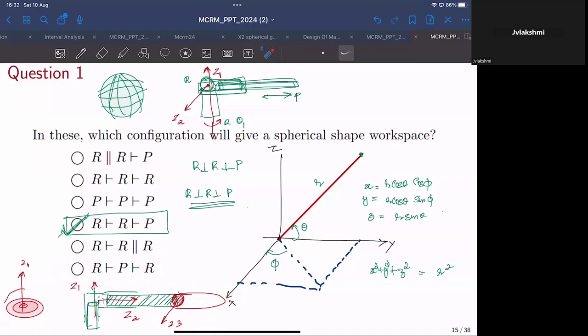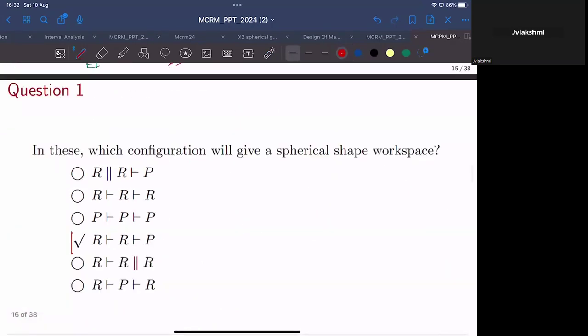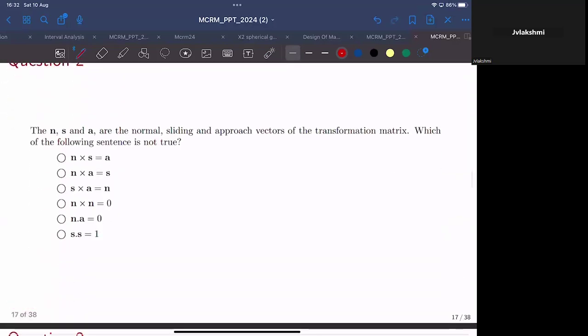That means most of the time, the prismatic joint, P, should be at the end. P would be mostly at the end actually. There could be some other configurations with which you can realize the spherical motion, but in this case, it is clearly not a spherical workspace. It's something different, right? It's not a spherical workspace in this specific example. So I hope we can move on to the next question. The correct answer, if you check, is indeed option D. So moving on to the second question.